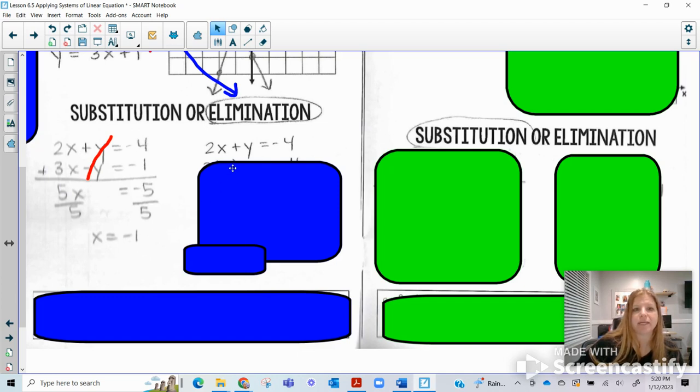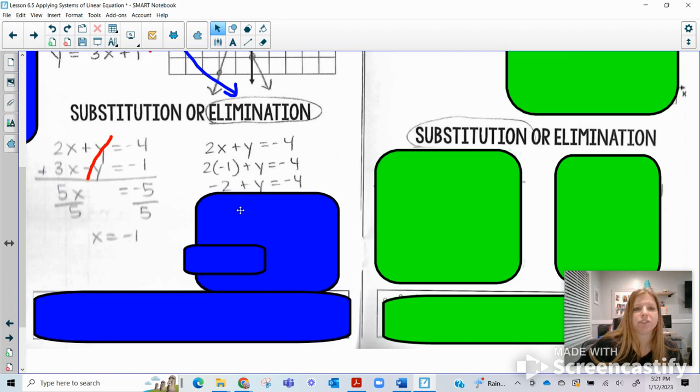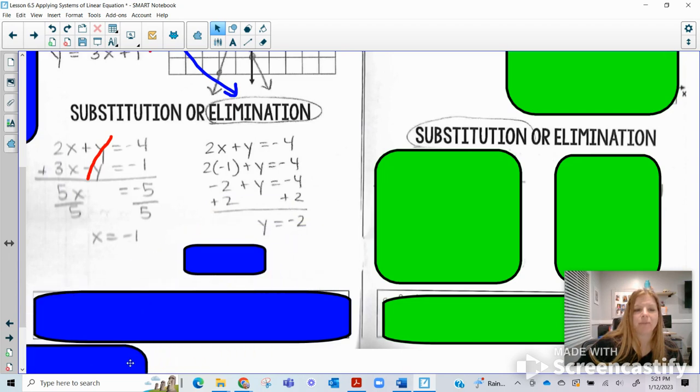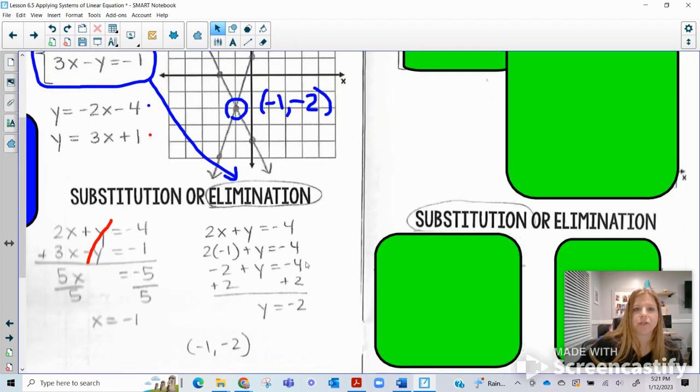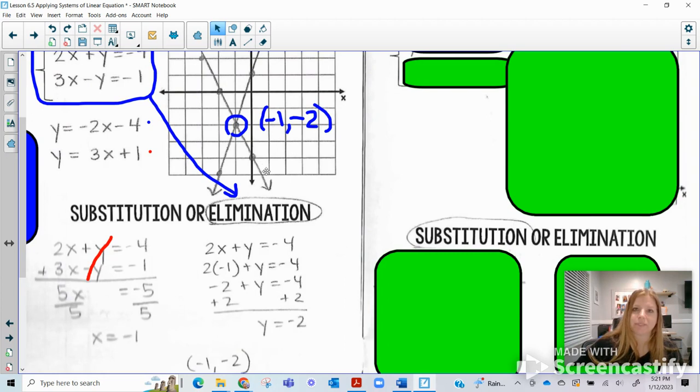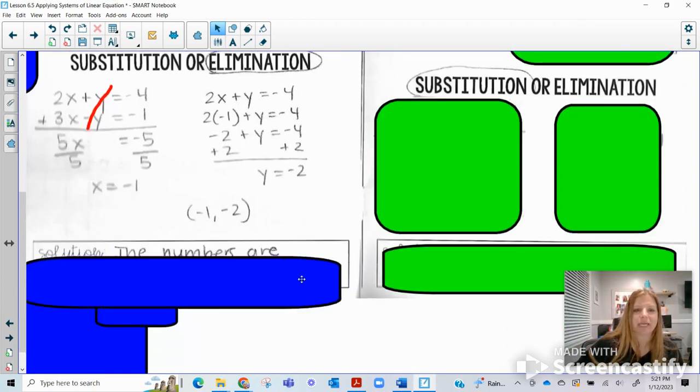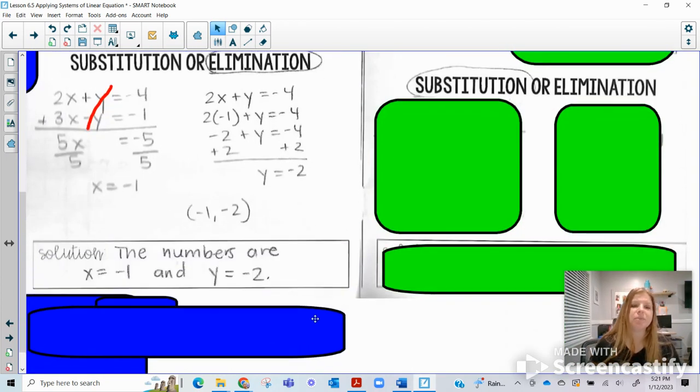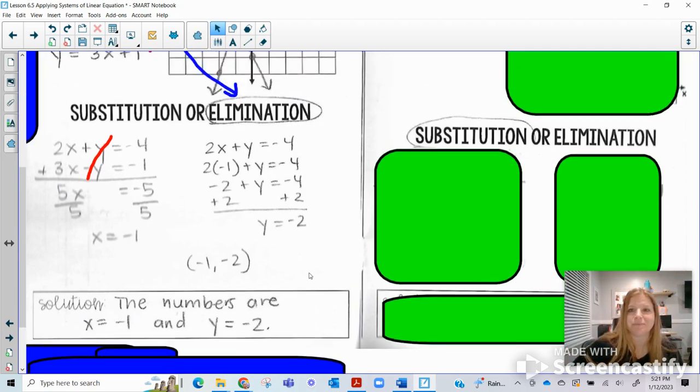Since I know that x equals -1, I'm going to go ahead where I see x, I'm going to substitute in that -1. 2 times -1 is just -2. In order to solve for y, I would add 2 on both sides, and we end up getting y equals -2. Look at the solution, -1, -2. We got that from elimination. Look at the graph that we did. We got the exact same solution. Not a coincidence, it would always work out that way. So my solution would mean that the numbers that are talked about in this problem are -1 and -2.